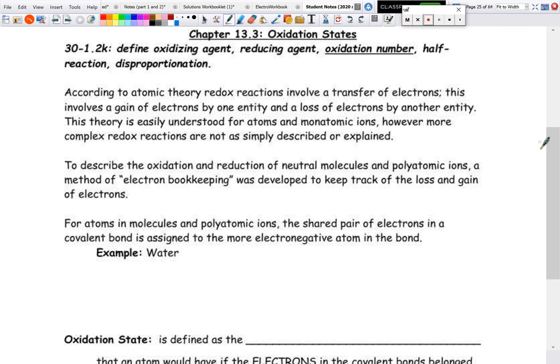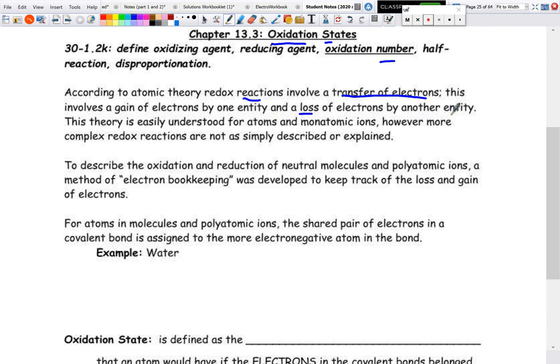Great, welcome back. So today we're going to be looking at oxidation states, or oxidation numbers as they're often called as well. To understand this a little bit, you can read this first little paragraph here. We just talked about in atomic theory, when we have reactions, it involves a transfer of electrons. So of course we need to have one entity that loses the electrons and the other gains.